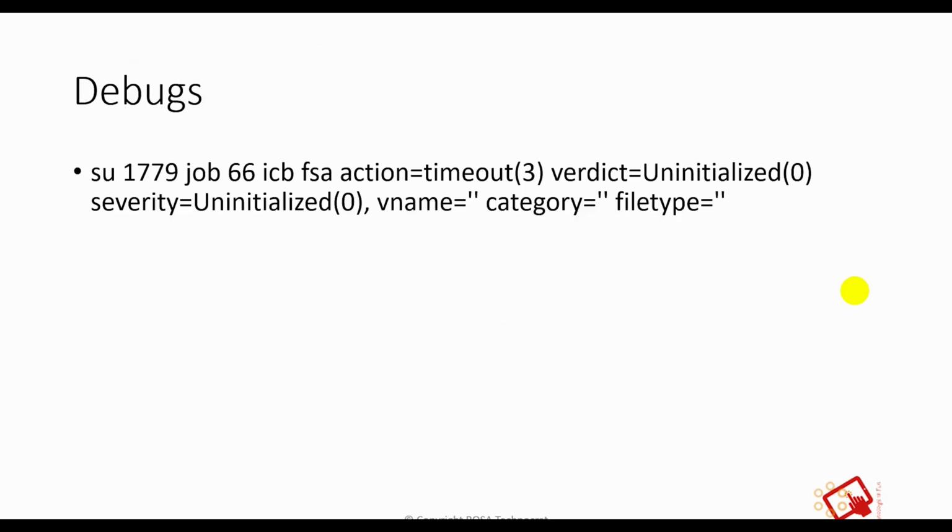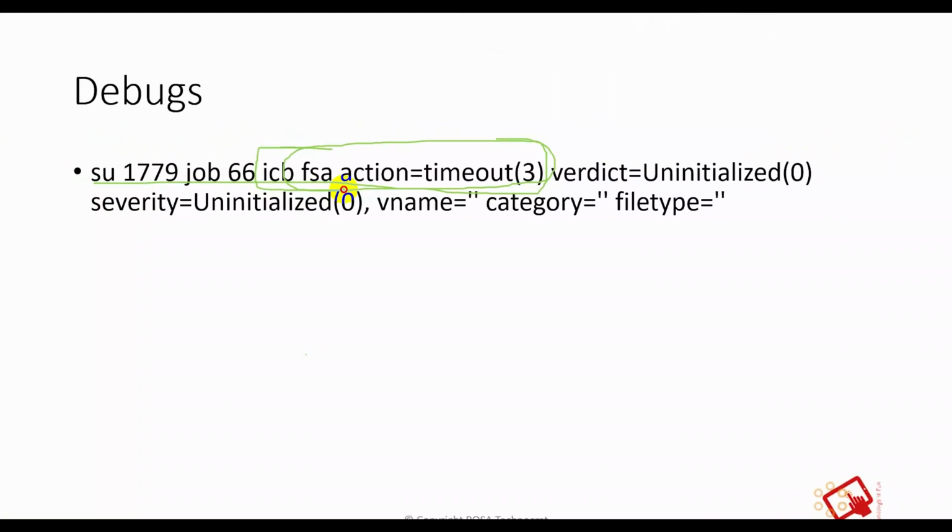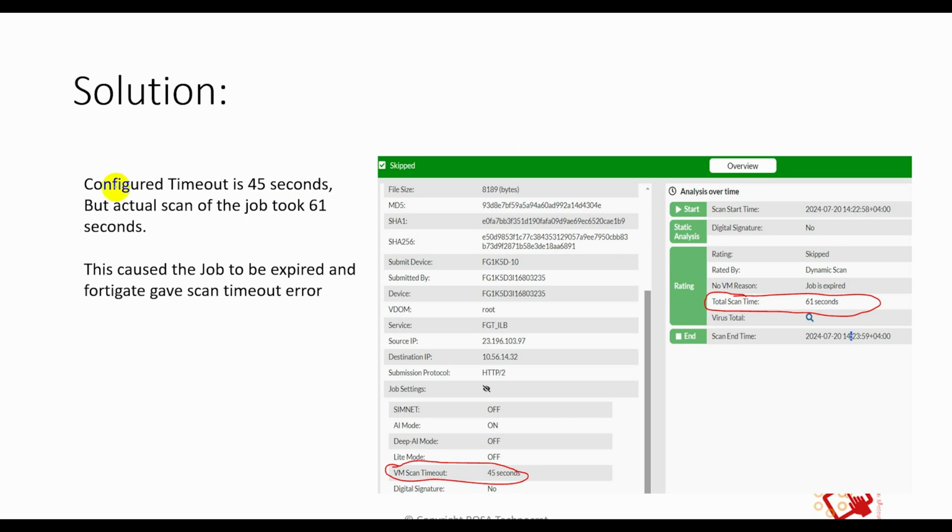Under the debug logs, if you run the debugs on FortiGate, you will see action timeout. When the action is timeout, in the debug you will see ICB FSA action timeout. This means this error happened because of a timeout from FortiSandbox, or the scan took a longer time. The configured timeout is 45 seconds.